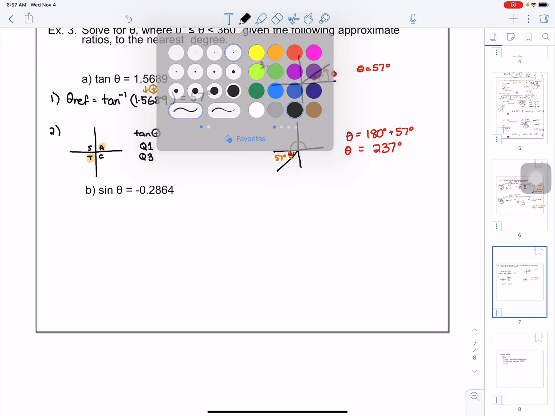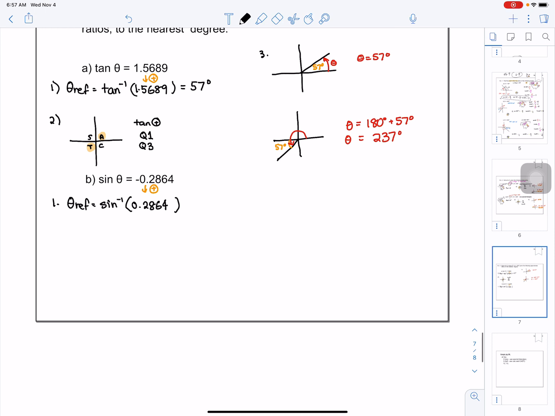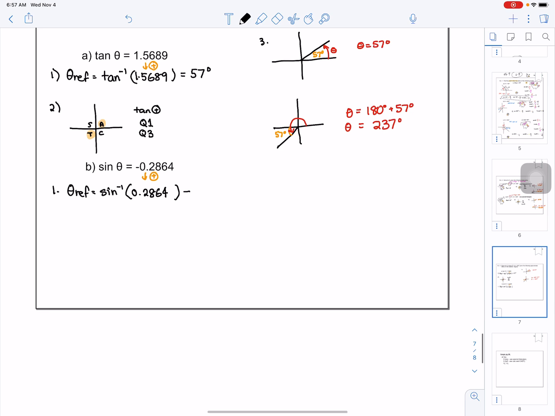Let's do the next one. My theta reference would be sine inverse. And again, we ignore the negatives. We only enter the positive value in. So we are going to be entering in our calculator 0.2864. The negative is referring to location, not anything else.